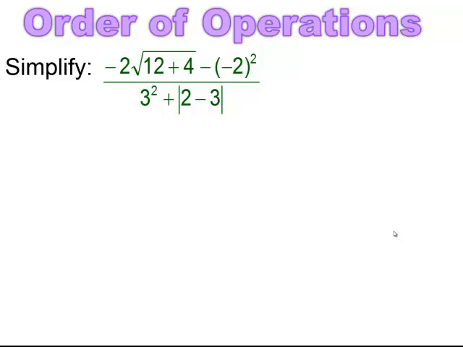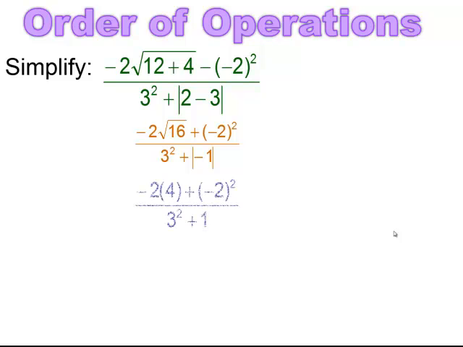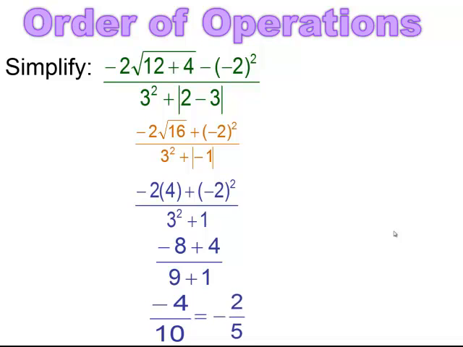Pause and try. So again, I'm doing the grouping symbols, which is that square root and that absolute value. I got it to be the square root of 16. Square root of 16 is 4. The absolute value of a negative 1 is a positive 1. And now I'm going to do that multiplication. Negative 2 times 4 is negative 8. Negative 2 squared is a positive 4. 3 squared is 9 plus 1. And then I do the arithmetic, and negative 8 plus 4 is a negative 4. 9 plus 1 is a positive 10. I do the simplifying, and I get a negative 2/5 is my solution.